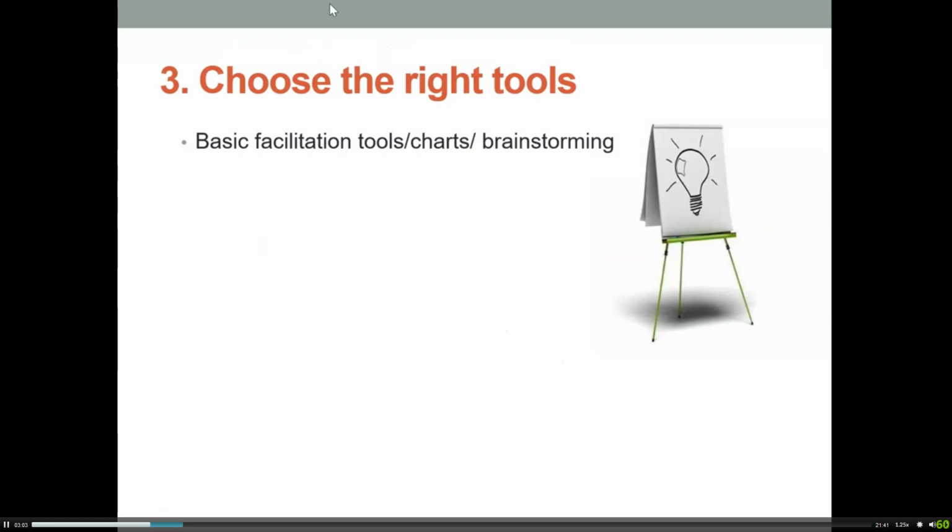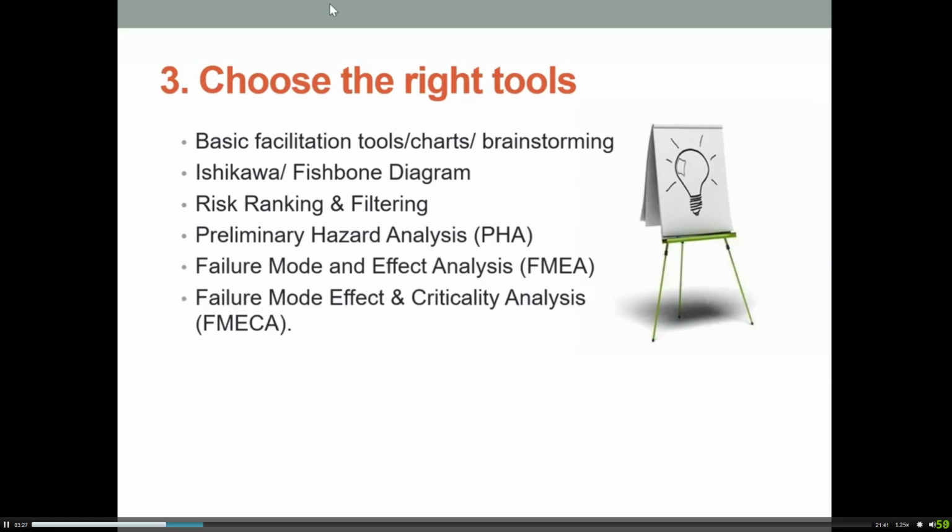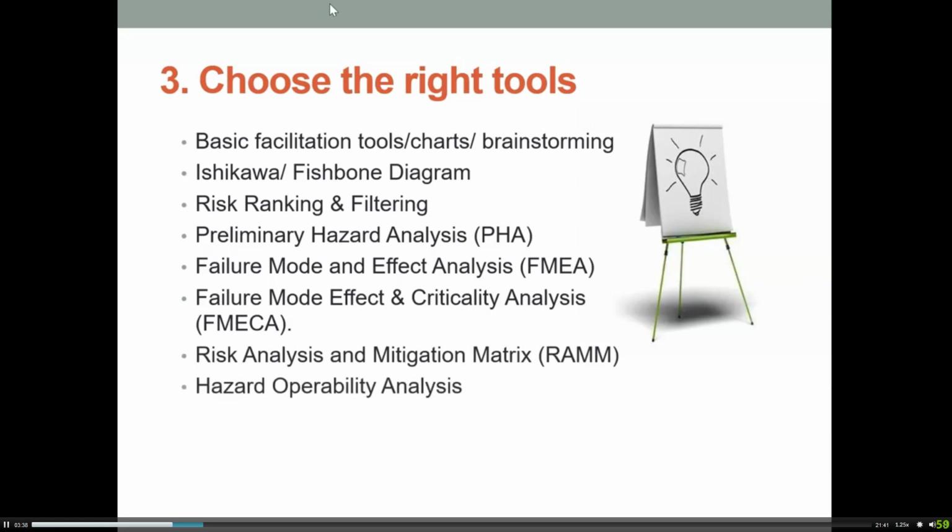So we talked about basic facilitation and charts and brainstorming and the Ishikawa, these fishbone diagrams, so these would be some of the more simple ones. One of the more common tools that are used are risk ranking and filtering. We'll have a look at those in a minute. A more complex one is our preliminary hazard analysis, or PHA. FMEA, you probably might have heard of. Failure mode, effect and criticality analysis, FMECA, is the same as FMEA, but you're adding in the criticality part to it. Risk analysis and mitigation matrix, the RAMM. Hazard operable analysis, hazard analysis of critical control points. So all of these are different types of tools. You may never see any of them again. You might use one all the time that you find the most useful. You might use a range of them. You might use them interchangeably.